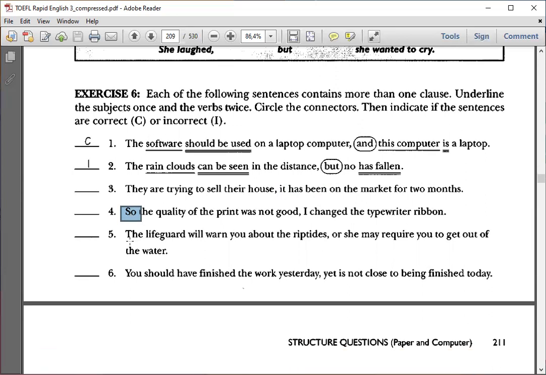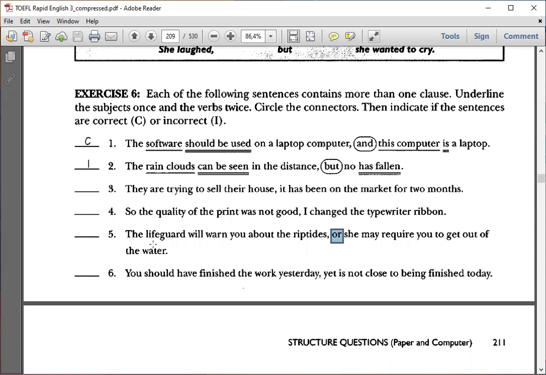Next, number 5. The lifeguard will warn you about the riptides, or she may require you to get out of the water. Correct, yeah? The lifeguard will warn is subject verb, she may require is subject verb. After that, there will be a connector here.